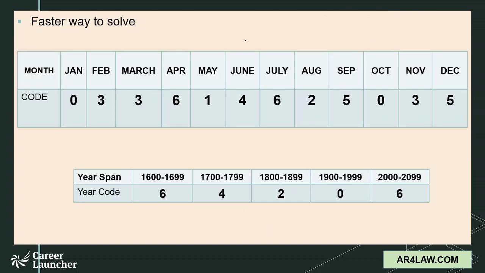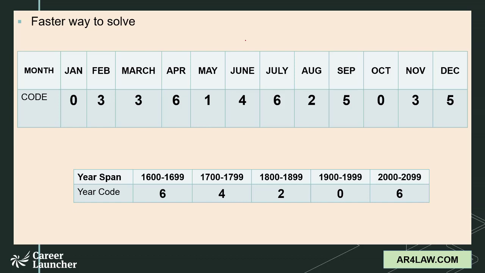So in this method, you have to remember month codes. Every month has a specific number assigned to it, and you have to remember year codes. So month codes: January is 0, Feb is 3, March is 3, April 6, May 1, June 4, July 6, August 2, September 5, October 0, November 3, December 5.